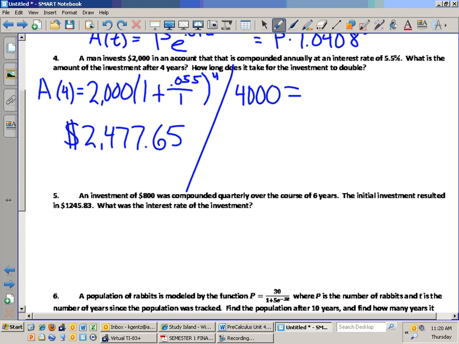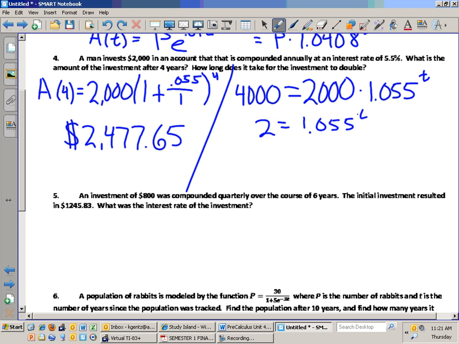Well, I'll set my equation equal to 4,000. So I have 4,000 equals 2,000 times 1.055 to the t power. How are you going to solve that? Divide by 2,000, so 2 is equal to 1.055 to the t power. This is where everybody got stuck.